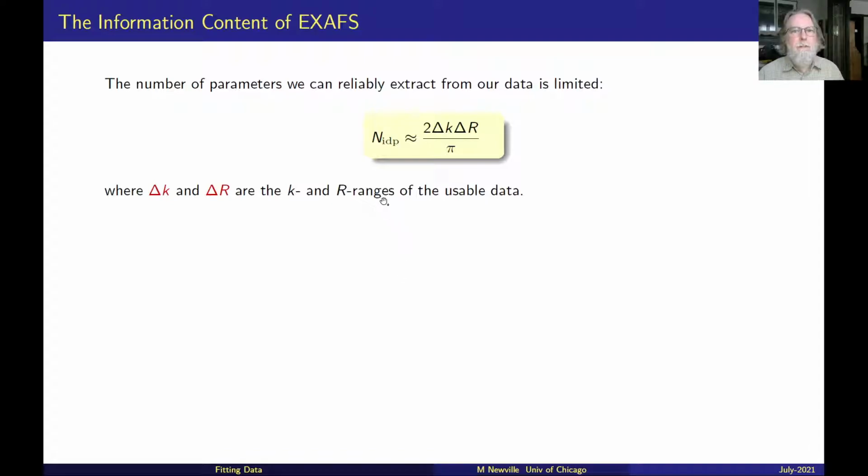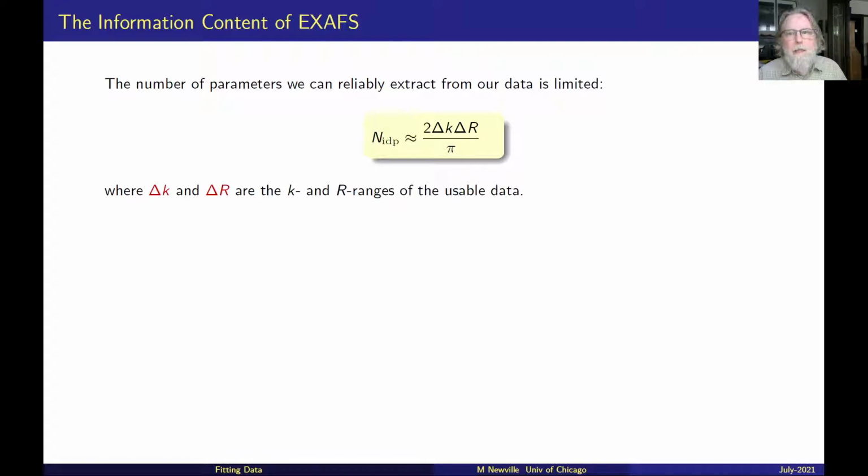And this is an important topic in XAFS. Actually, in any oscillatory signal that we want to learn about, the number of parameters that can be reliably extracted from a signal is limited. It's basically the length of the signal in K, how many oscillations we have, times delta R, how much of a frequency range we want to consider, and it's 2 pi times delta K delta R over pi. If that looks like Heisenberg's uncertainty principle to you, you're right. If it looks like Shannon's information criteria to you, you're also right.